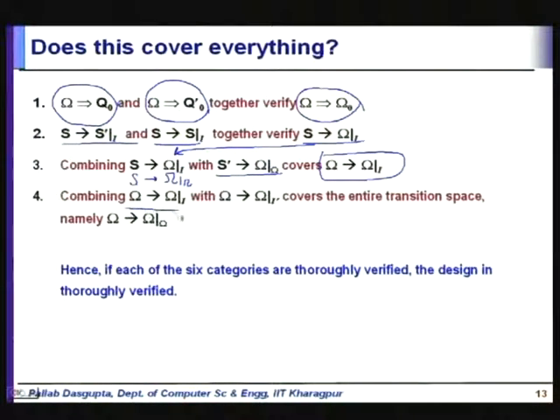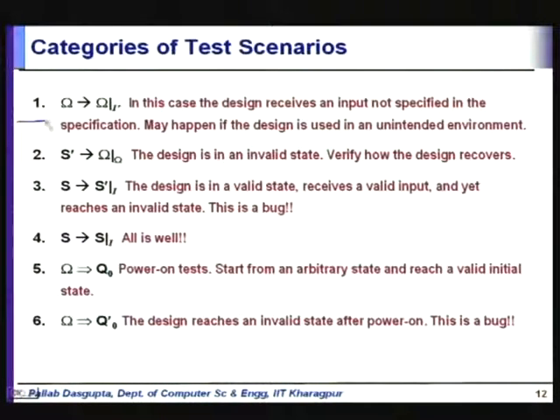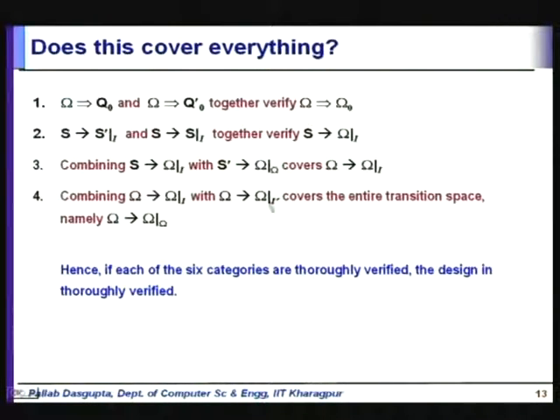Now, if we combine these test cases with the test cases that we have from omega to omega under invalid inputs, this was also one of the 6 cases, so if we take that with this and this, then we have actually covered everything, because we start from omega and then we have omega with valid inputs, omega with invalid inputs. So, we have covered everything. This proves that if each of the 6 categories is properly verified, then we have verified all possible combinations. So, the test plan is going to target all those 6 categories one by one and develop tests for them.